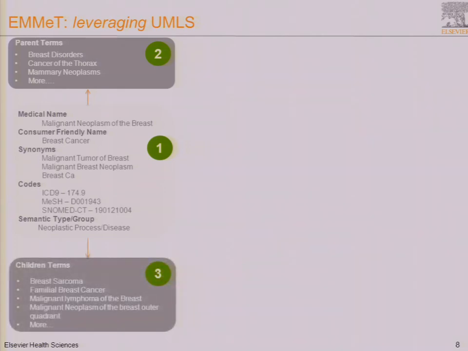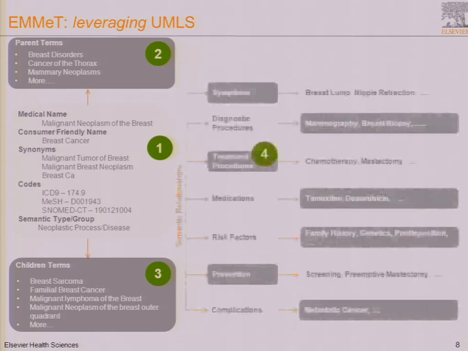Again, being a hierarchy, we can also subclassify this. We have specializations of this, like a sarcoma or a lymphoma of the breast. And this is all the hierarchical relationships that we can get here. There are other types of relationships, and these are associative relationships. In these examples, a breast cancer has symptoms like a breast lump or a nipple retraction. We have diagnostic procedures, medications, risk factors, and preventive steps that we can take.